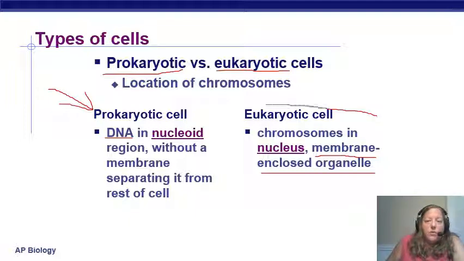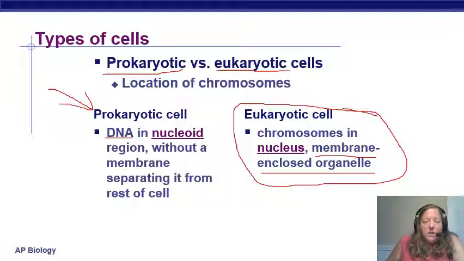And of course we know that we are a eukaryotic organism because eukaryotic cells are multicellular, okay? Whereas prokaryotic cells are unicellular.